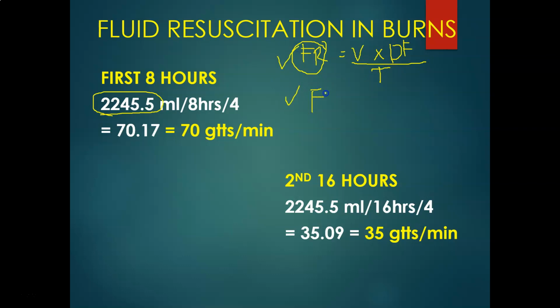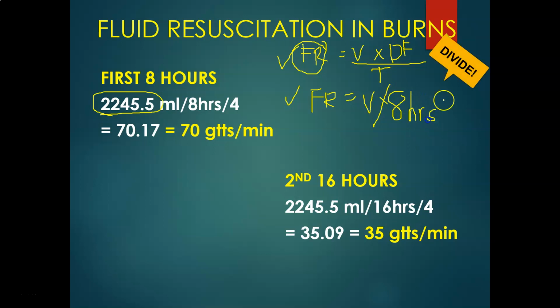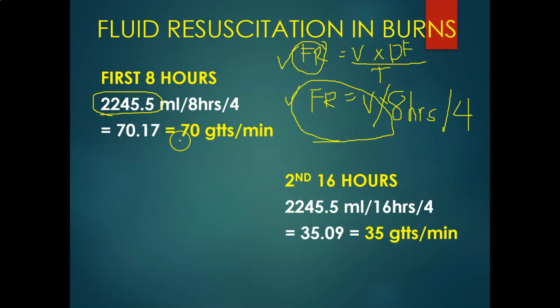Flow rate is equal to V divided by your hours, so that's 8 hours times the constant of 4. You will still arrive at the same flow rate. So that's why the flow rate for your client to have 2,245.5 in 8 hours is 70 drops per minute.